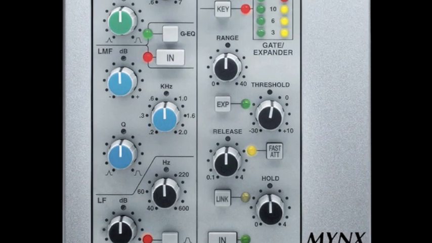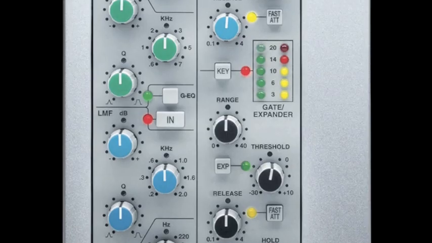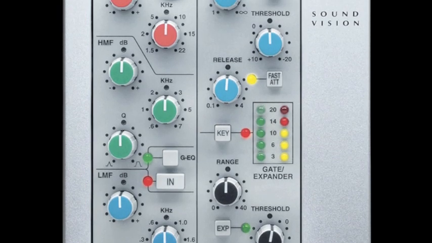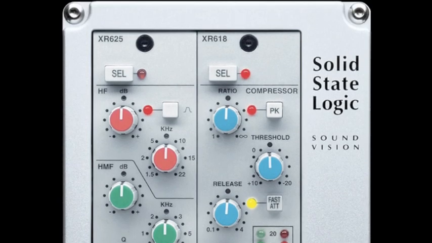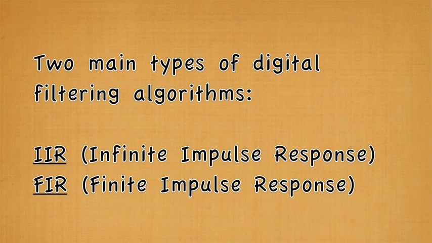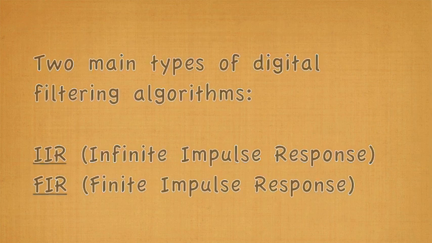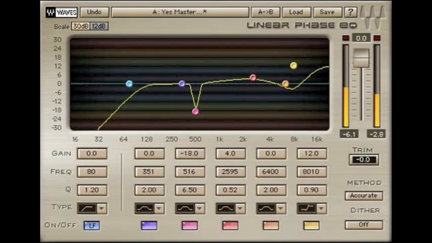Channel EQs tend to color the sound of our recordings, while other equalizers can be designed to be more transparent, in other words, not imposing a sonic signature. In equalizer plugins, there are two main types of digital filtering algorithms. The IIR, which stands for Infinite Impulse Response, and the FIR, which stands for Finite Impulse Response. Linear phase EQs, for example, use FIR algorithms and tend to be more transparent, which is one of the main reasons they are often used in mastering.